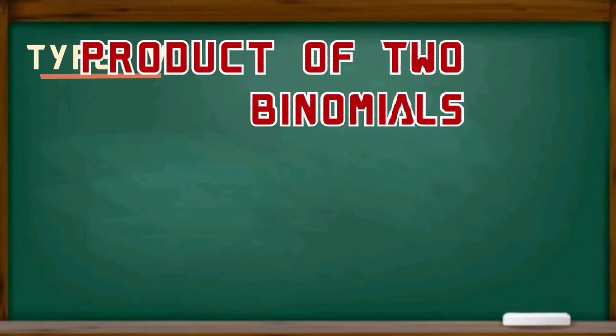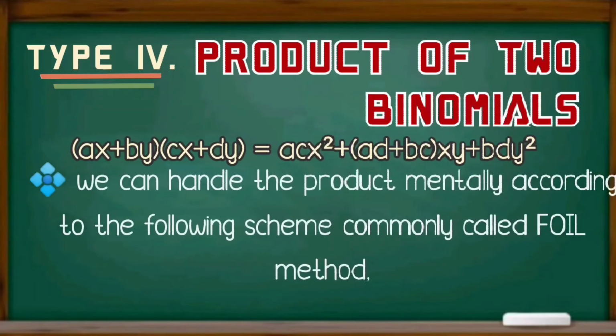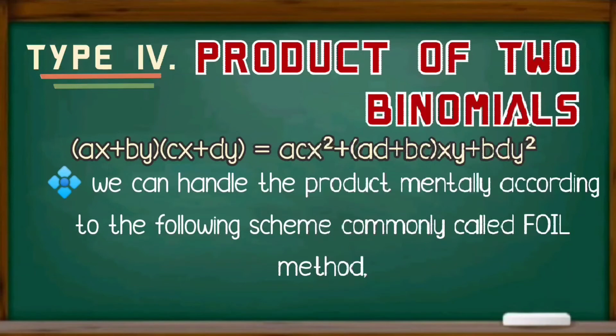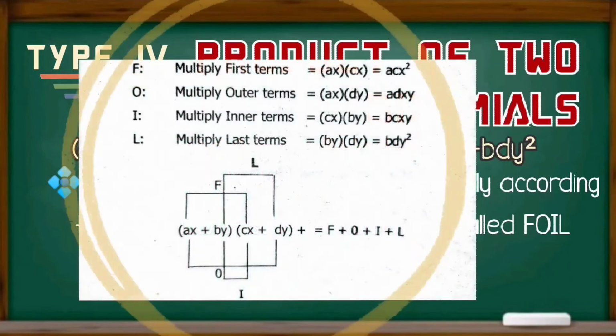Type 4. Product of two binomials. We can handle the product mentally according to the following scheme, commonly called the FOIL method.